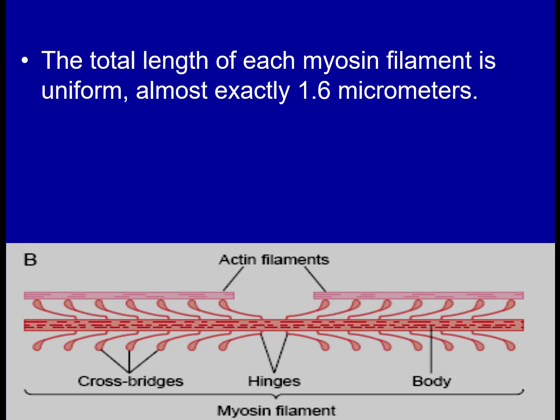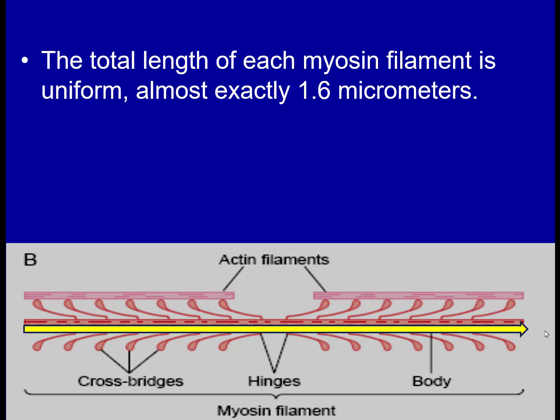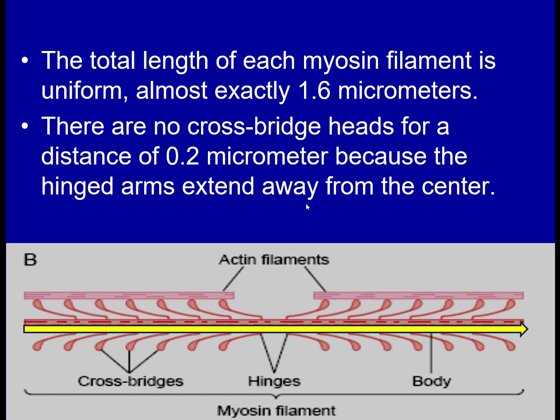The total length of each myosin filament is uniform. All the myosin filaments have the same length, approximately 1.6 micrometer. From here to here, this length is 1.6 micrometer. There are no cross bridge heads for a distance of 0.2 micrometer. You can see that the cross bridges originate from the body.